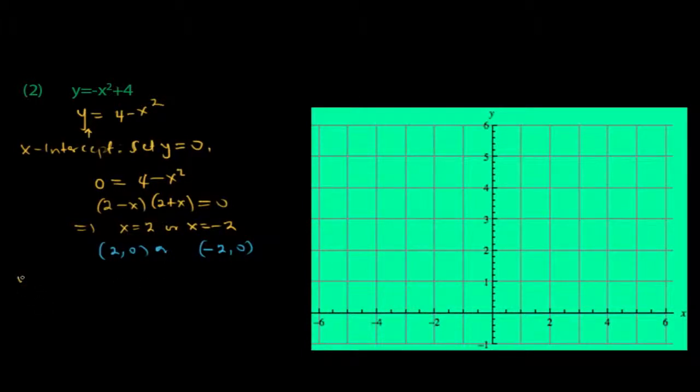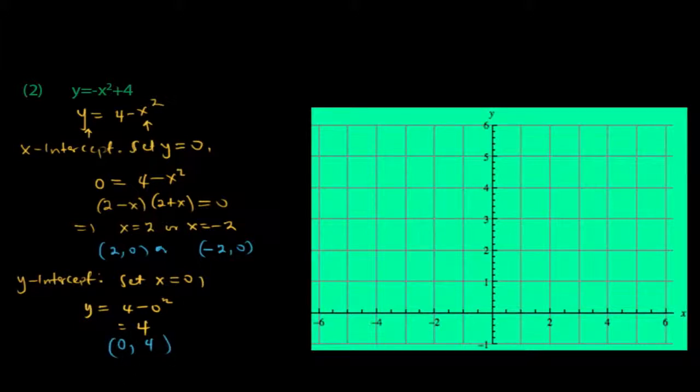The next one I want to find is the y-intercept, which is just the value of y when x is 0. So we set x equals 0 here. We have y equals 4 minus 0 squared, which is 4. So when x is 0, y equals 4. Now we have 3 points that I want to use to plot this quadratic equation. These are our x-intercepts, while this is our y-intercept.